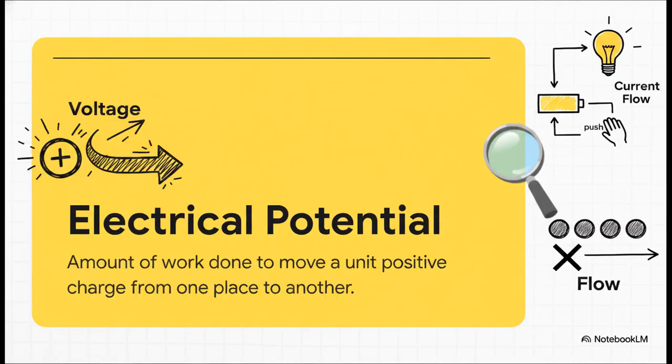But those charges don't just move on their own, right? They need a push. And that brings us to electrical potential, which is way more commonly known to us as voltage. According to our source notes, voltage is defined as the amount of work done to move a unit positive charge from one place to another. So think of it as the necessary effort, the pressure or the push required to get that current moving through the circuit. Without voltage, the charges just sit there doing nothing. With voltage, the current flows.